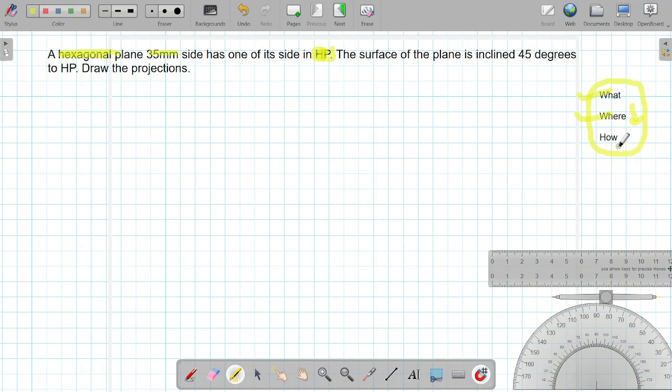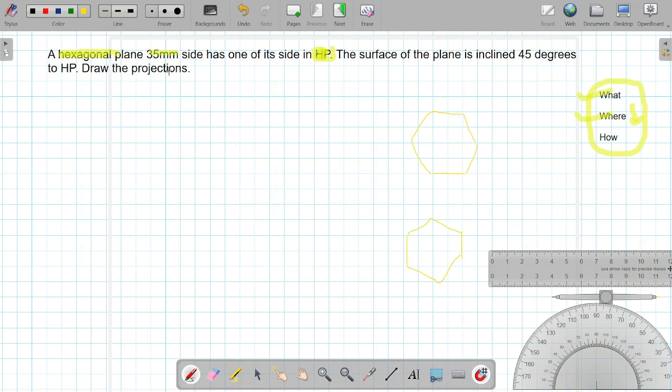So now the third question, how to draw. Now, as it is given as a hexagon, a hexagon can be drawn in any orientation. For example, like this, or the hexagon can be like this. So the question is which orientation of these two we have to draw.